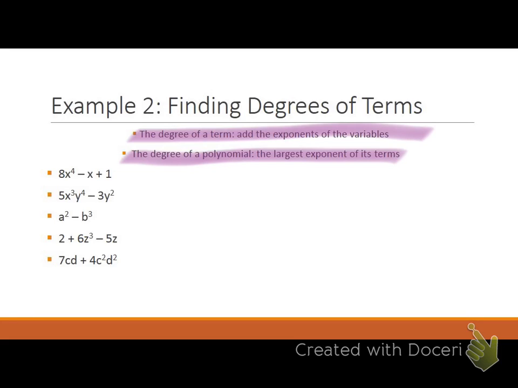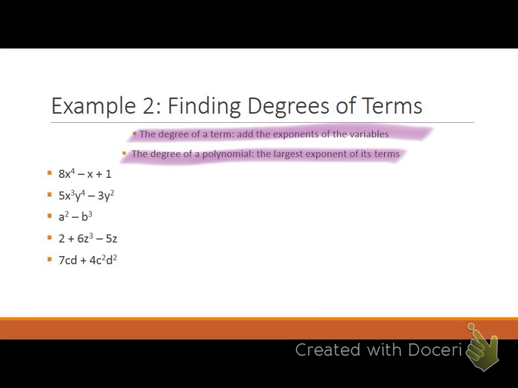Now, the degree of the polynomial is the largest exponent in the terms. So I take all the exponents of the variables in the terms and I add them together. Whichever one is the highest is the degree of the polynomial expression. All right? Do you see how that works?